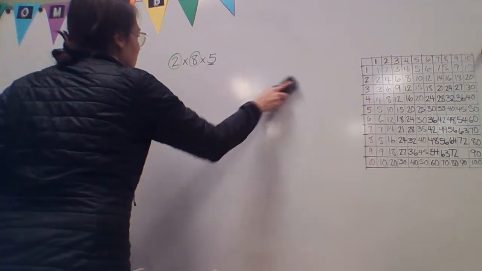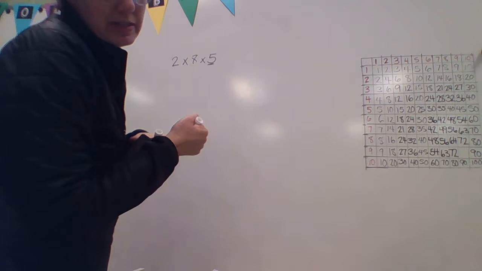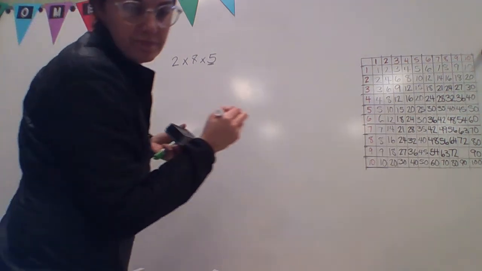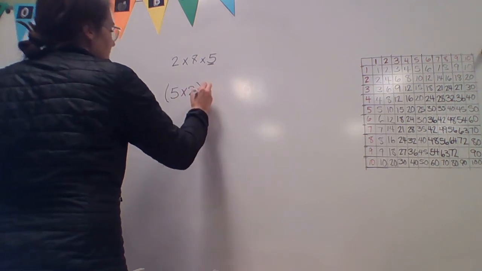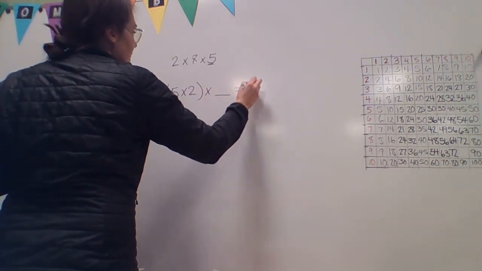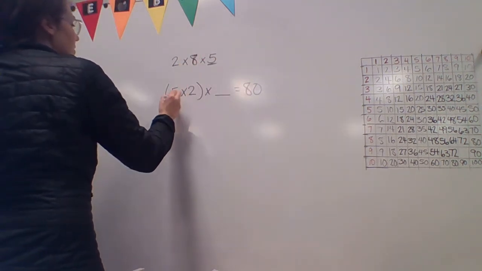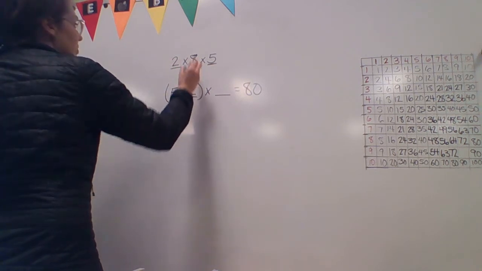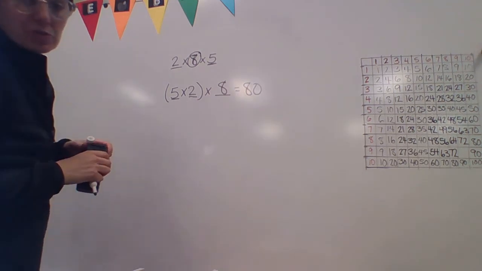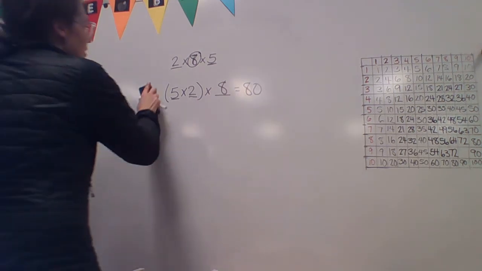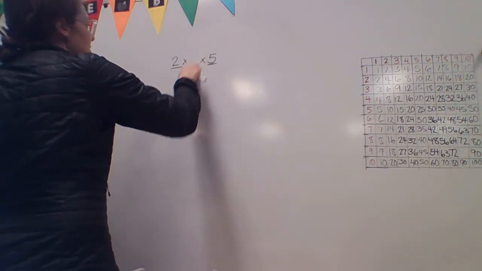Okay, let's go ahead and look at the next one. The next one says I have 5 times 2 grouped together times something to still equal 80. Well, I've got my 5, I've got my 2, so the missing number has to be 8 to make my equation still true. So I've grouped it in a different way, but I'm still using the same numbers.